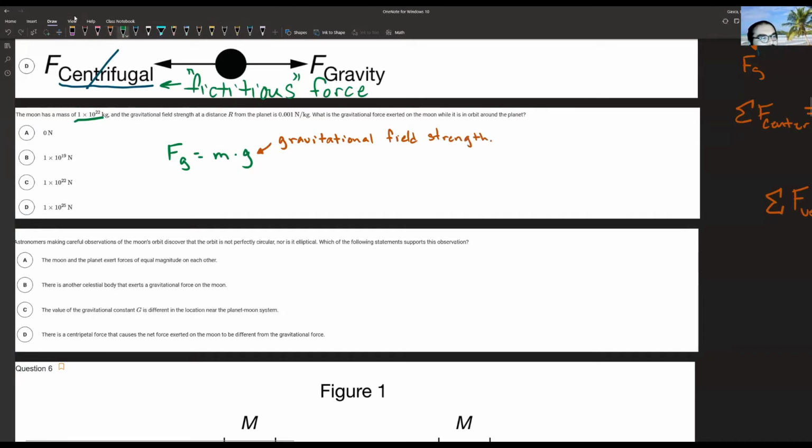So let's go ahead and take our numbers. We have 1 times 10 to the 22 kilograms. And hopefully here they recognize that if all else fails, you can look at the units and recognize that if you multiply them, this is going to be, oops, I put the units in the wrong spot. Newtons per kilogram.